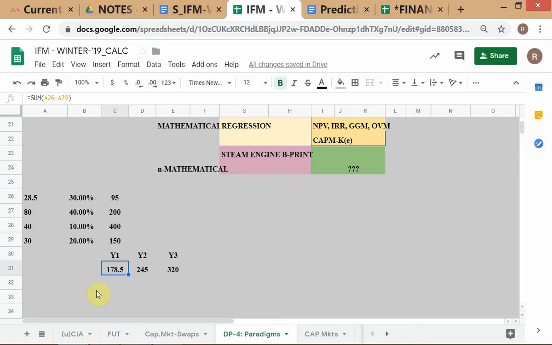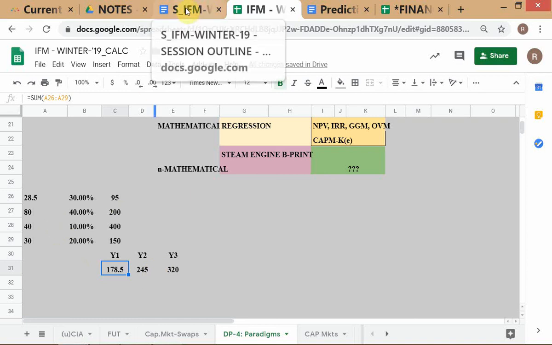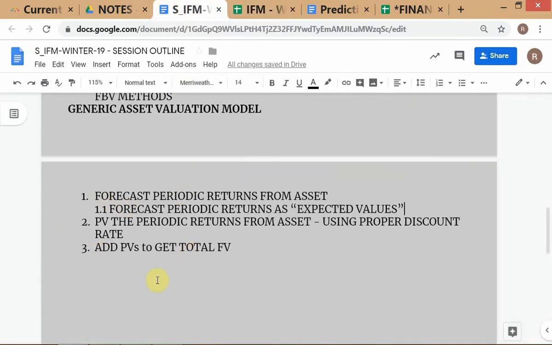I did not directly come up with this number. As you can see, I had no clue what it was going to be, but I was quite sure that there was a 30% chance it would be 95, and so on and so forth. Is this clear? So now I'm introducing another tweak into your generic asset valuation model. The earlier steps you were all familiar with anyway, and you're also familiar with the concept of mathematical expectation, so we are not introducing any new concept as such. All we are doing is combining two concepts, and saying: don't forecast the periodic returns directly, but forecast them as expected values. This is also called expected value.